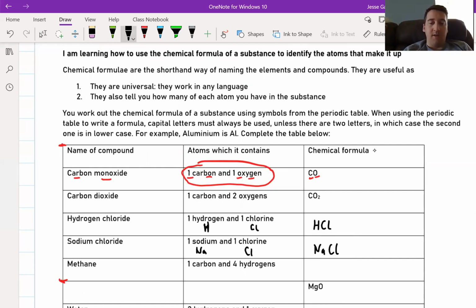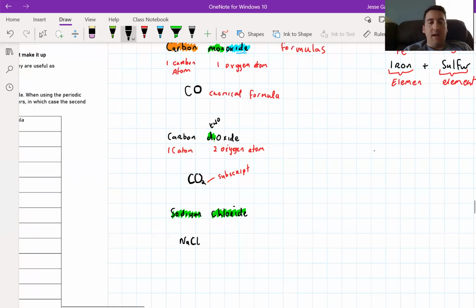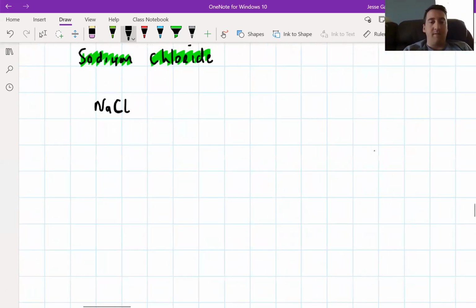So here you should have said capital C for the carbon, and then H, because it's hydrogens, and then a subscript 4, like that. So this here is the chemical formula for methane, CH4. All right, let's work backwards for a second here.